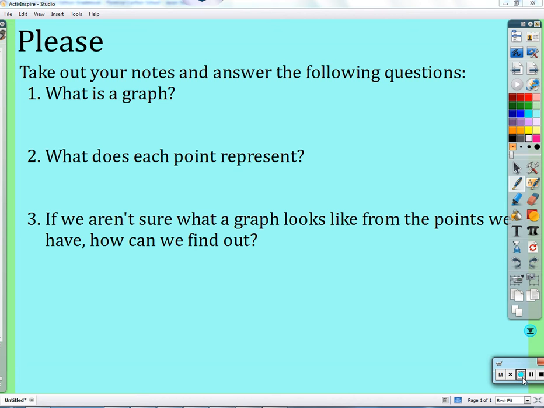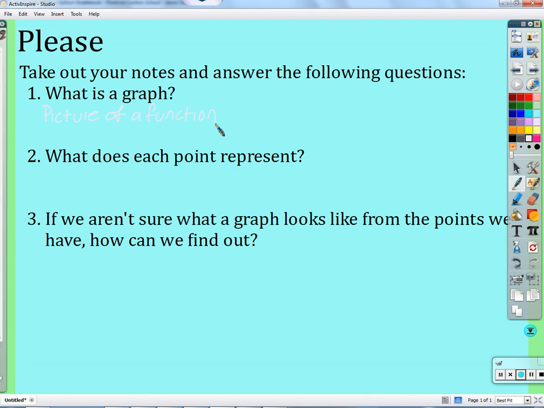So just picture representation. How is it a picture representation? What's it made of? Yeah, a bunch of points. Exactly, a bunch of points. Review. Okay. So let's say it's a picture of a function.